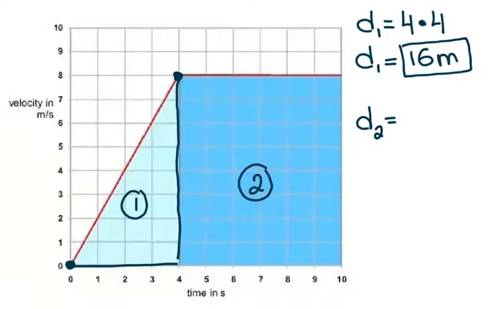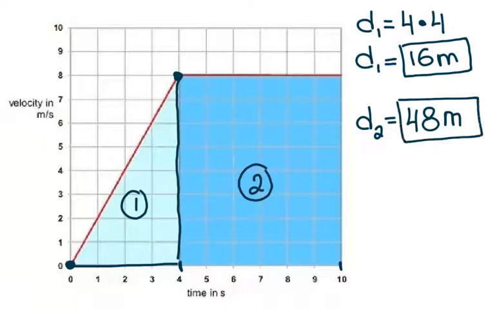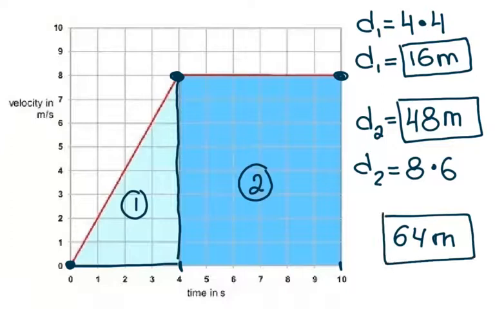And the area for the distance 2 is easier. It's just base times the height. The base is 6 and the height is 8. So this should be 48 meters. And if I do it the physics way, it's average velocity, and the velocity stays the same, 8 here and 8 here, so average is 8, it doesn't change. And the time is 6 seconds, and 6 times 8 is 48. So the total distance traveled is 64 meters, right? 64 meters if I add 16 and 48.